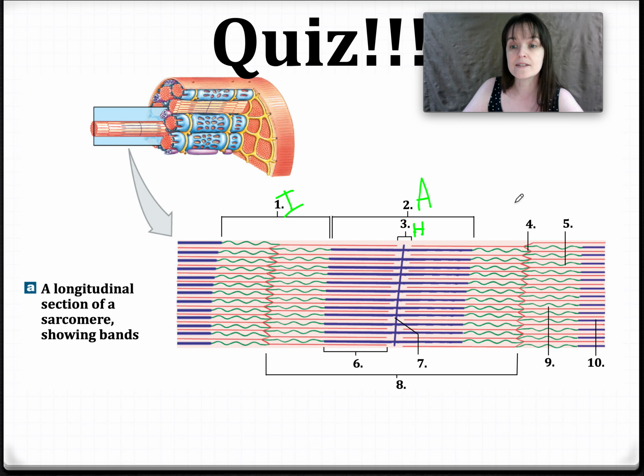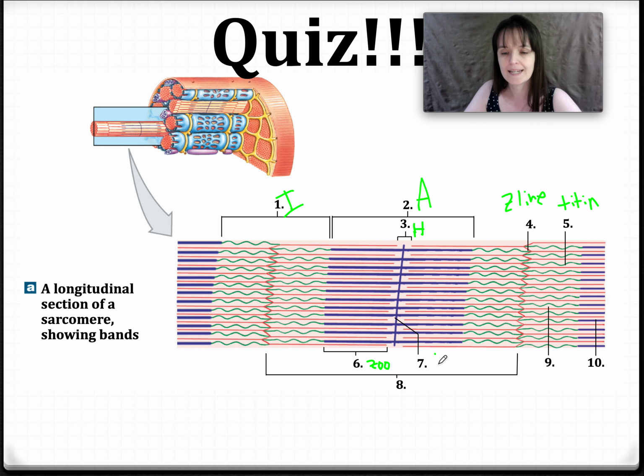4 is the zigzag, so that's the Z line. 5 is the green springy. That's the titin. Let's see, where's 6? Down here it's got thin filaments and thick filaments overlapping, right? That's the zone of overlap. 7 is the line down the middle, M line. 8 is Z line to Z line. What's that? You got it, that's a sarcomere.